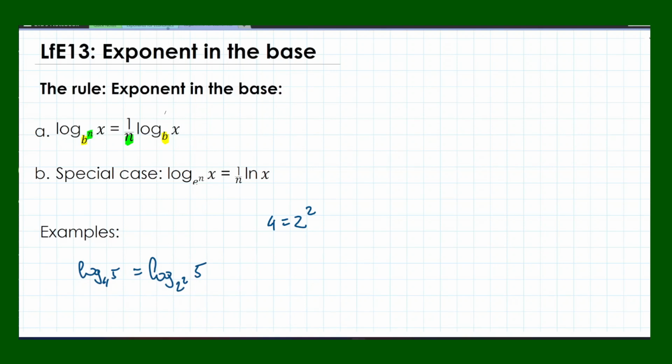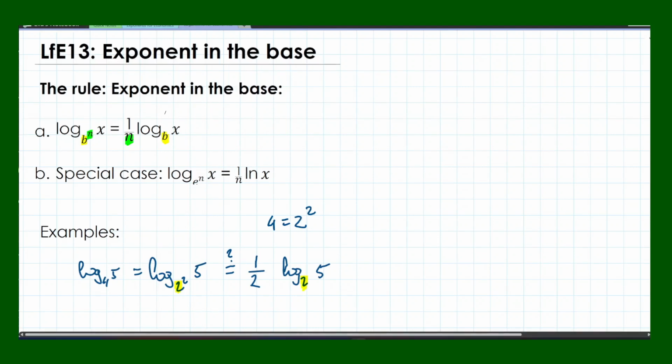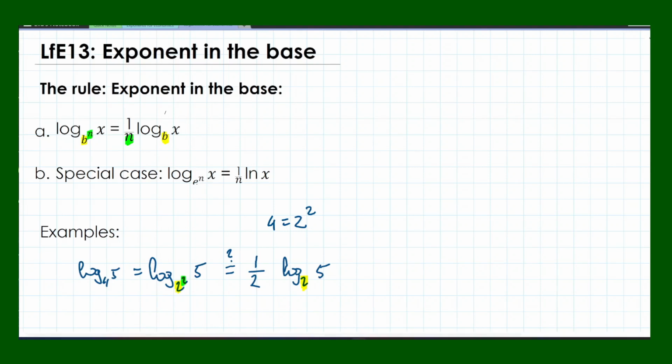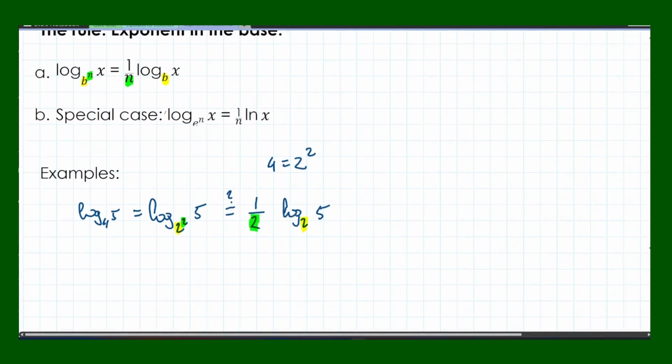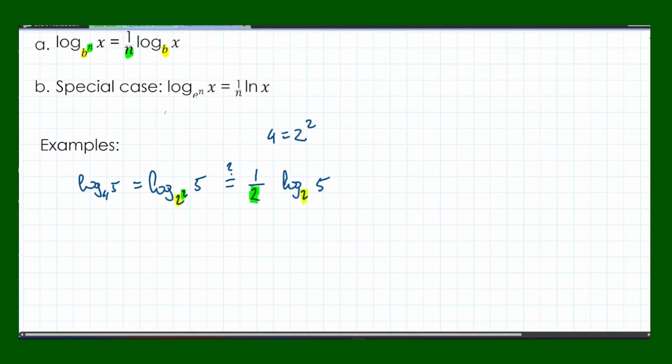That means we could apply our rule, and if the rule is true for every single base and every single argument, then this could be replaced by 1 over 2 times log base 2 of 5. Remember, here in the log base, we have got an exponent, and the base of that exponent is 2. So that's going to stay in the new rewritten log base. And the exponent or the power of that log base was 2, which comes out as a 1 over 2 multiplier.